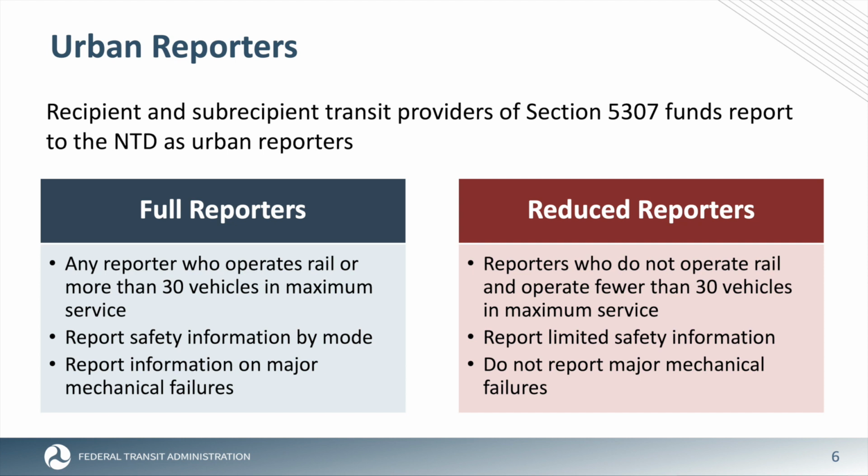So if you qualify as a reduced reporter and you report to NTD as a reduced reporter, FTA has established reduced reporting requirements for you. These reduced reporters report limited safety event data in a summary, annual total form. And they do not report any information on mechanical failures or major mechanical failures at all to the National Transit Database. So very different requirements for these two groups of reporters.